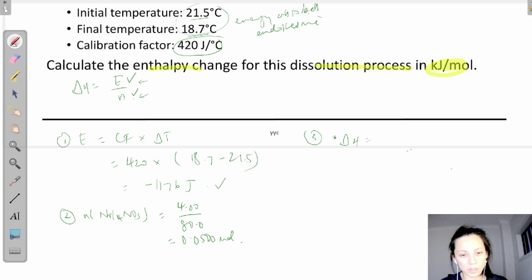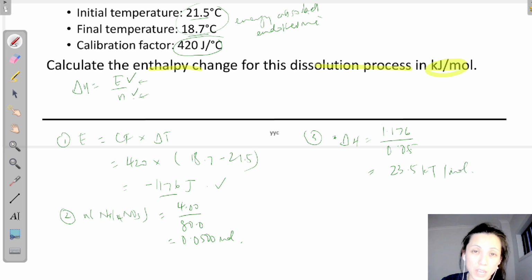Now the energy, I'm going to convert this value, 1,176 divided by 0.05. Now, this 23.5 kilojoules per mole, this is going to be important. Am I going to put a negative sign or a positive sign? Now, we said at the start that it's an endothermic reaction, and to show endothermic reactions, I've got to use a positive value because energy is being absorbed. Therefore, I just finish it off saying, hey, it's a positive value.